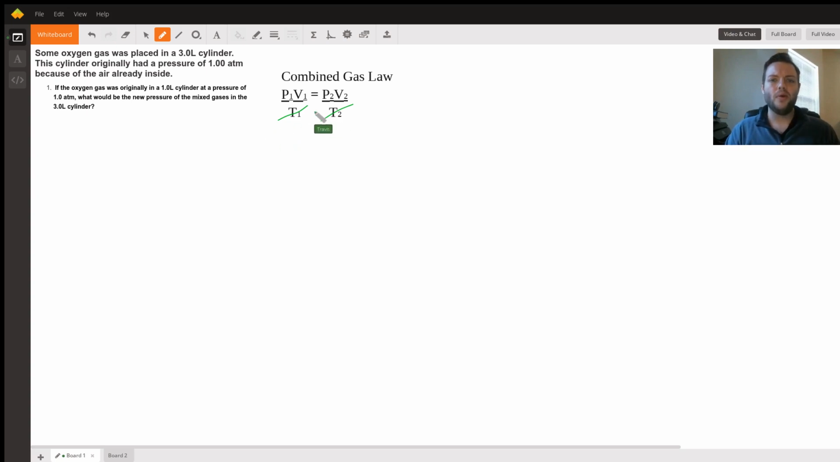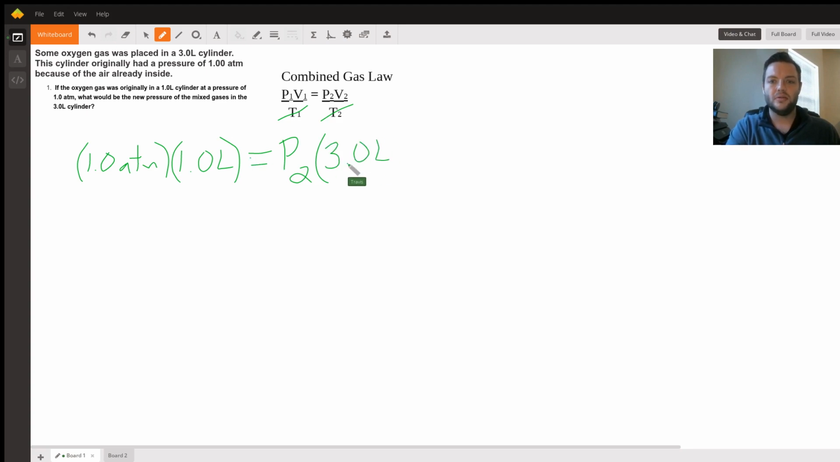That means that we would then find the pressure of the second container using the information provided. For the oxygen gas, the initial pressure of the oxygen gas is 1.0 atm, whereas the initial volume of that same gas was 1.0 liters. That was the container that it was in to begin with. On the other side, once we put it into this new container, we're not exactly sure what its pressure is yet. But what we do know is that its new volume is 3.0 liters.